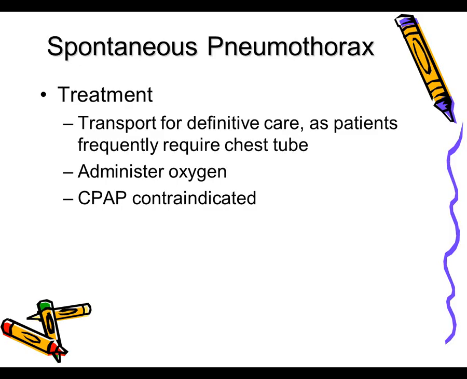Treatment is going to be very supportive. These patients need a chest tube. CPAP is contraindicated because it's just going to put more pressure on the side of the chest faster. You can give them oxygen. That would be a good thing to do. And if you have ALS or you tear with ALS, they can needle the chest, put a hole in the chest, and relieve that pressure.